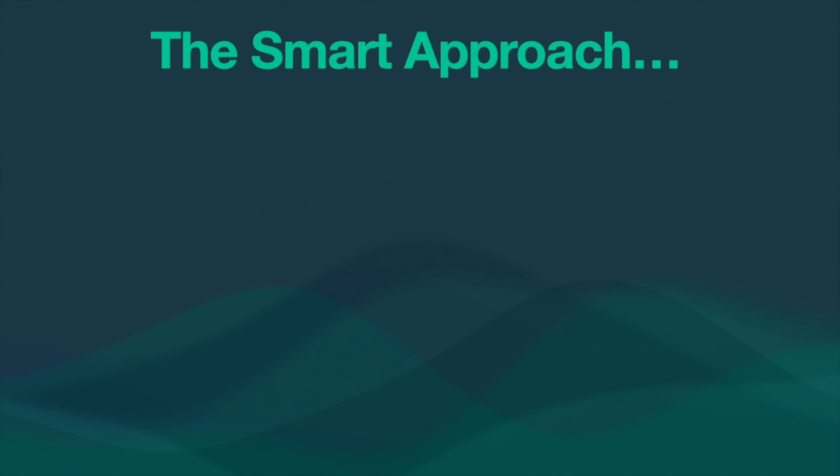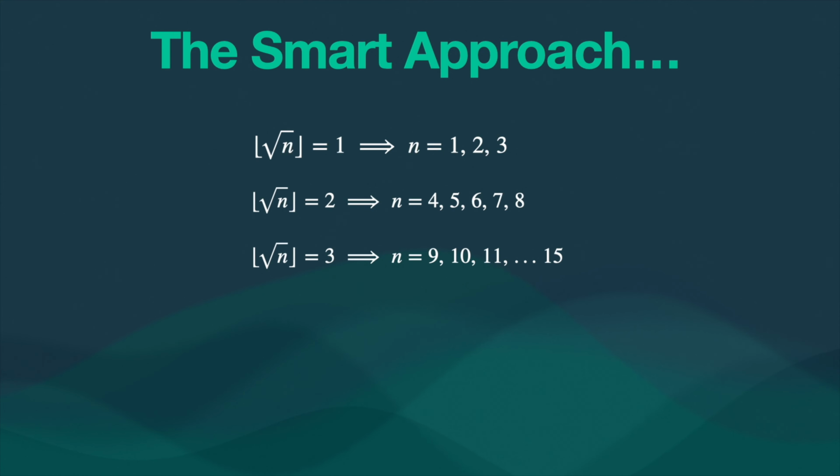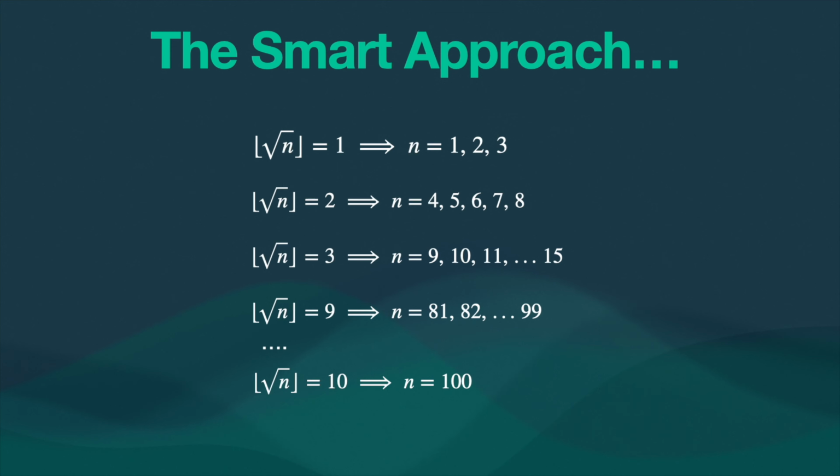So what is the smart approach? Now, when is the floor of root n equal to 1? That is when n is 1, 2 or 3. And when does it equal 2? That is when n is 4, 5, 6, 7 or 8. And equal to 3? That is when n is 9, 10, 11 up to 15. And we keep going all the way up to when the floor of root n equals 10. That is when n is equal to 100.